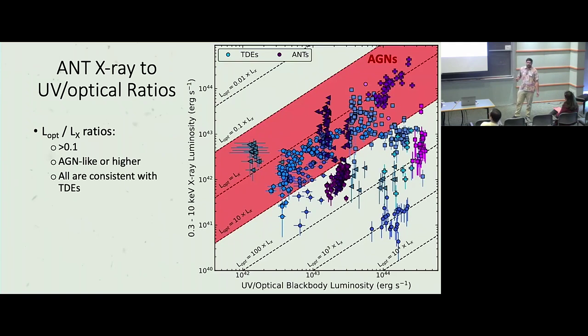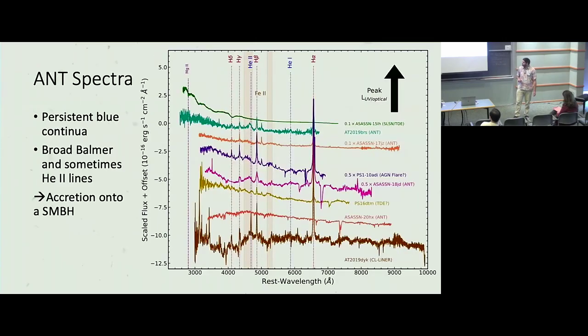But more broadly, the ANTs are quite similar to the TDEs. Some of them, like ASASSN-18jd and ASASSN-20hx, are well above what you might expect for a typical AGN, being very optically dominated. And so I think that the picture here is that the ANTs and the TDEs, at least in this parameter space, are quite consistent. There are some differences, of course, in their spectral behavior and the peak luminosities, but they're not too similar or dissimilar in this space.